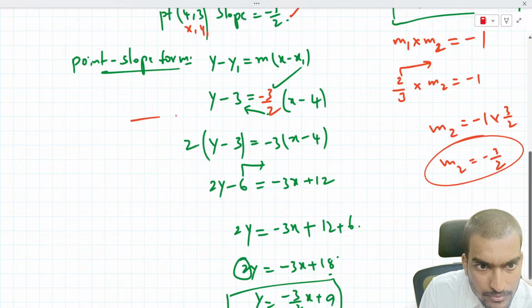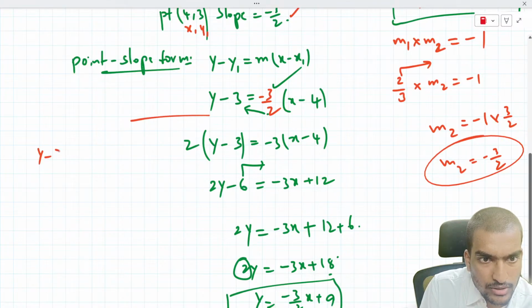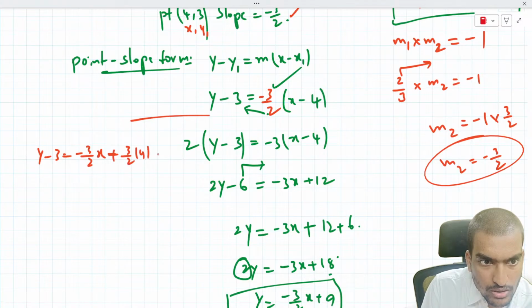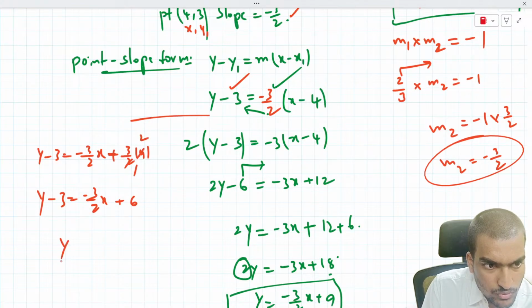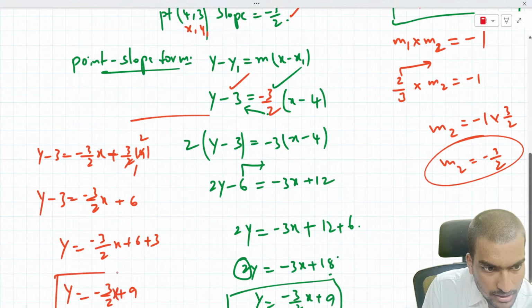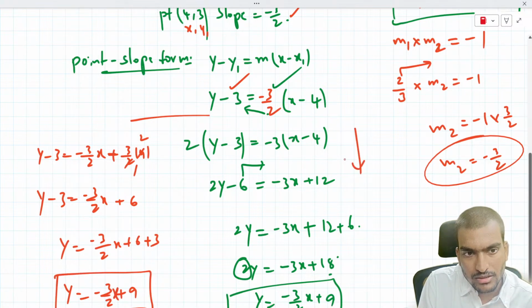Or instead of that, from here you can solve y minus 3 equals -3 by 2 into x minus 4, and the minus times minus becomes plus 3 by 2 into 4. So y minus 3 equals -3 by 2x plus 6. So y equals -3 by 2x plus 6 plus 3, so y equals -3 by 2x plus 9. Whatever it is, I just did a few more steps here. You can continue from this one as well, no problem.